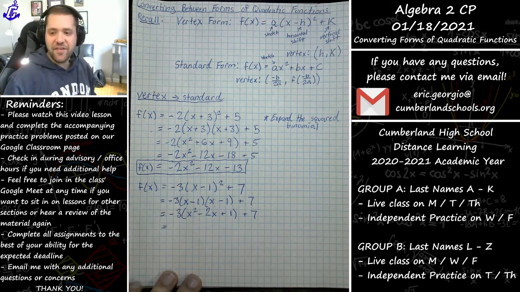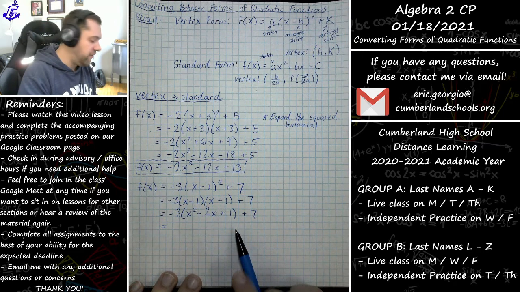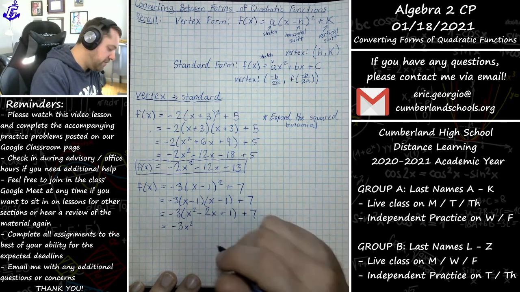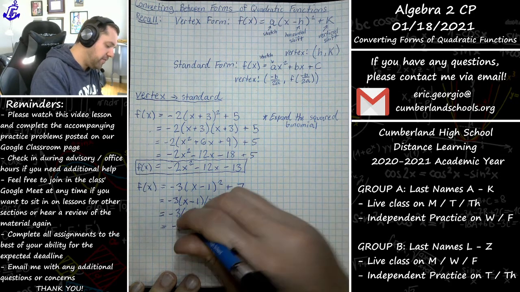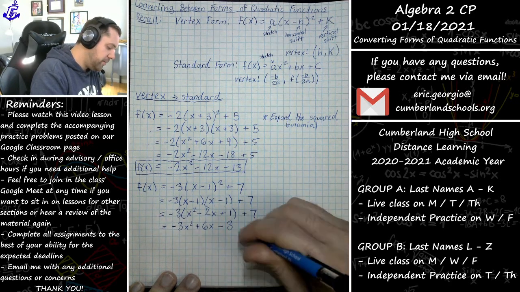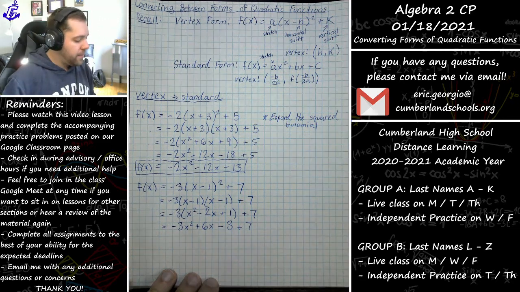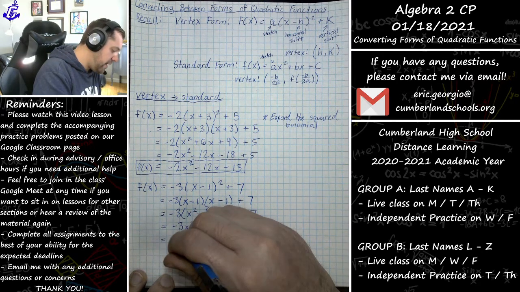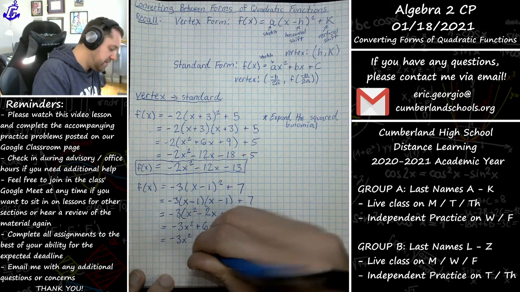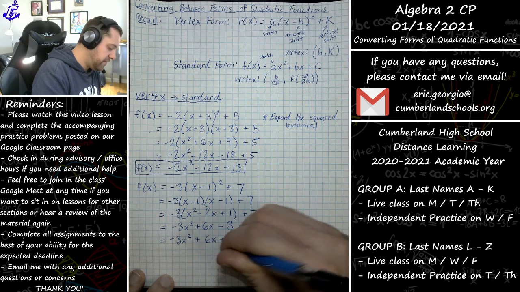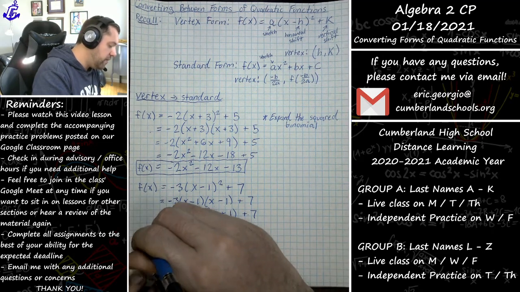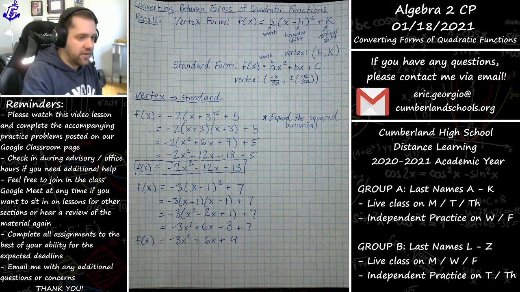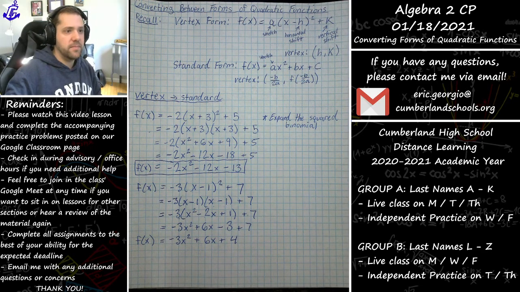Let's distribute that negative 3 now. That's hovering on the outside of everything. Negative 3 times x squared is negative 3x squared. Negative 3 times negative 2x plus 6x. Negative 3 times 1 minus 3. And then plus 7 is lingering on the outside there. And then lastly, we'll combine those like terms to say this is negative 3x squared plus 6x plus 4. And there we go. We've now converted our vertex form equation into a standard form equation, which is pretty cool.